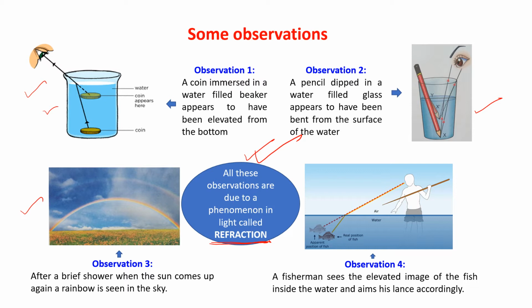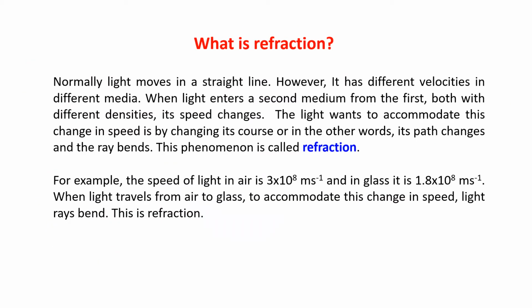Light has the property of reflection, refraction, and many other properties. Here in this chapter, we will study about the refraction. Now the main question is, what is refraction? Normally, light moves in a straight line.